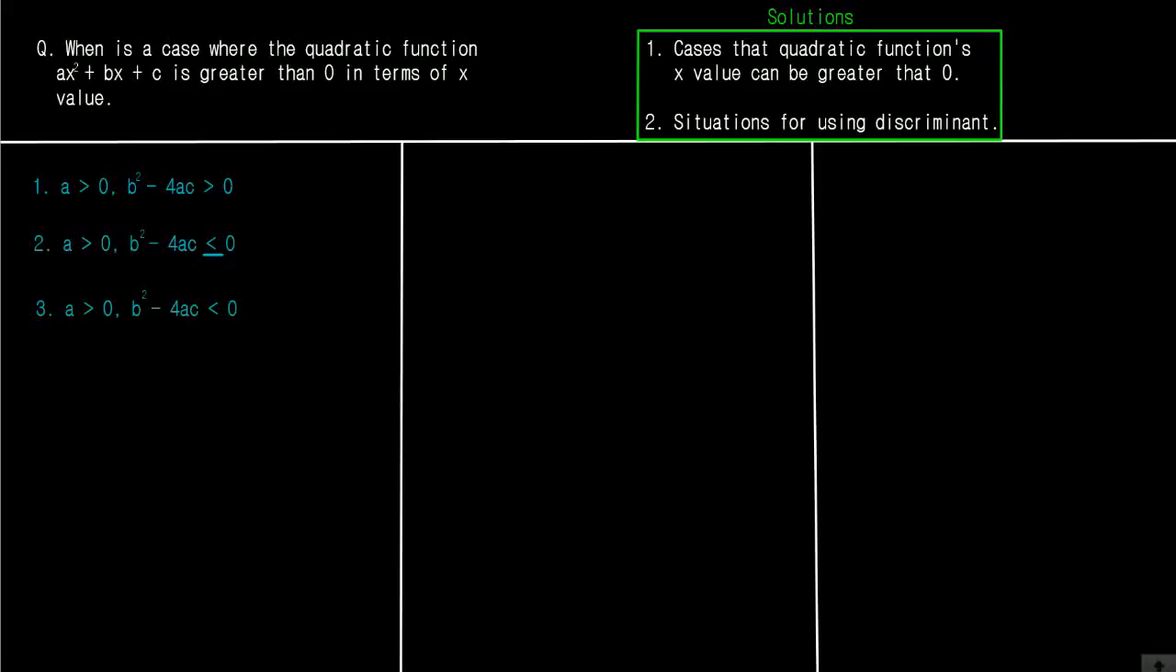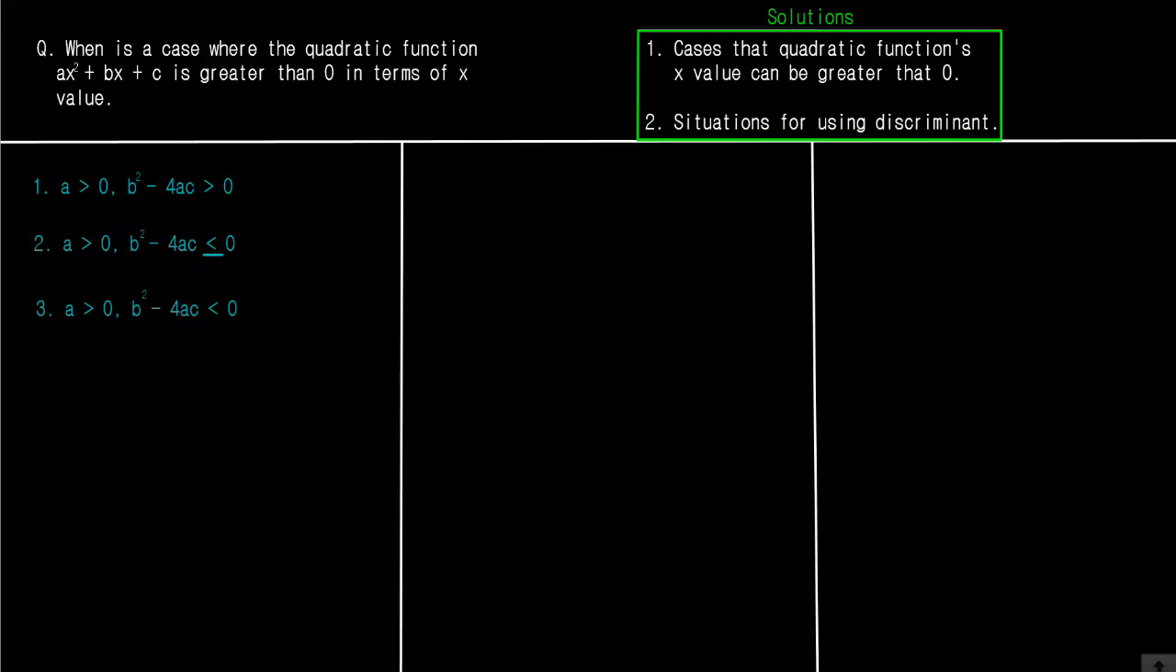When is the case where the quadratic function ax squared plus bx plus c is greater than 0 in terms of x value? There are three choices that we can choose from. Before we solve this question, let's think about our solutions for it.